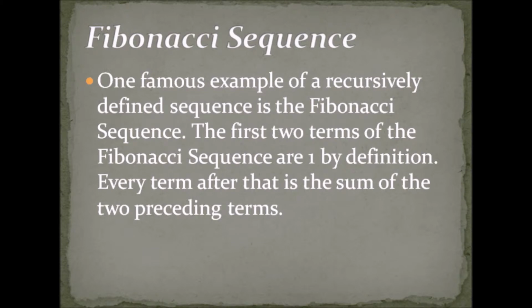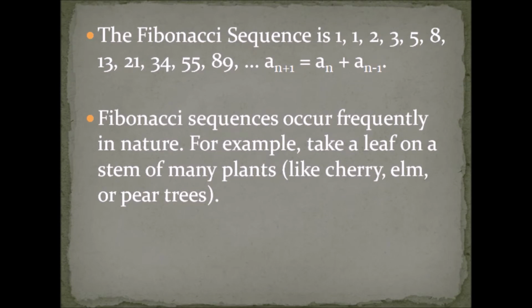Fibonacci sequence. One famous example of a recursively defined sequence is the Fibonacci sequence. The first 2 terms of the Fibonacci sequence are 1 by definition. Every term after that is the sum of the 2 preceding terms. The Fibonacci sequence is 1, 1, 2, 3, 5, 8, 13, 21, 34, 55, 89, and so on, until e sub n plus 1 equals e sub n plus e sub n minus 1.